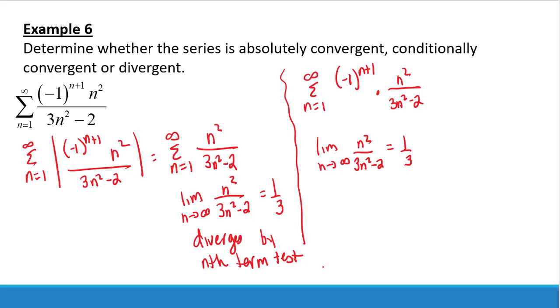There was a lot in this lesson. We had our alternating series test, we had our error bound, and then we had absolutely and conditionally convergent.